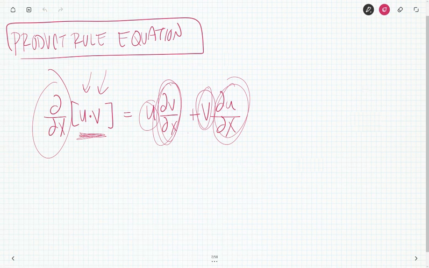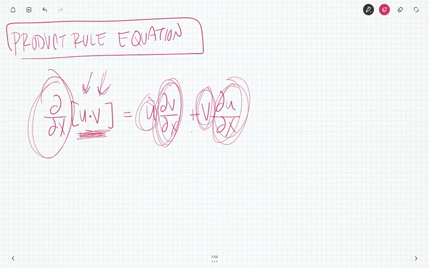And so we'll just rewrite it here a little bit. Instead of writing it with f and g, we're going to write it with u and v, and we're going to take the derivative with respect to x. So we take the derivative with respect to x of u times v, and that's equal to u times dv dx plus v times du dx. So once again, this is just the product rule written in a slightly different way.